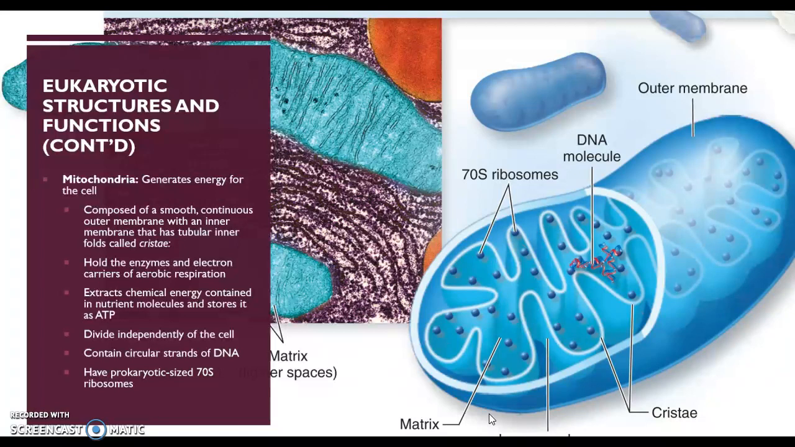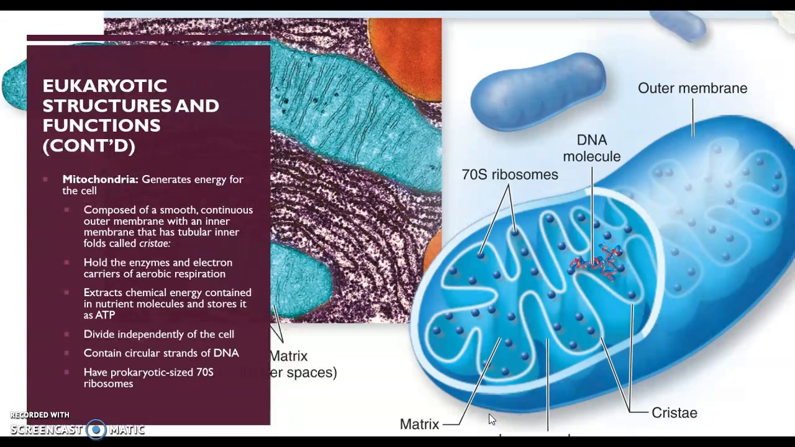So one of the key structures in eukaryotic cells is the mitochondria. And the mitochondria's primary function is the generation of energy. Mitochondria are unique in that they are composed of two membranes. You have this external outer membrane, and then you have a very folded inner membrane.